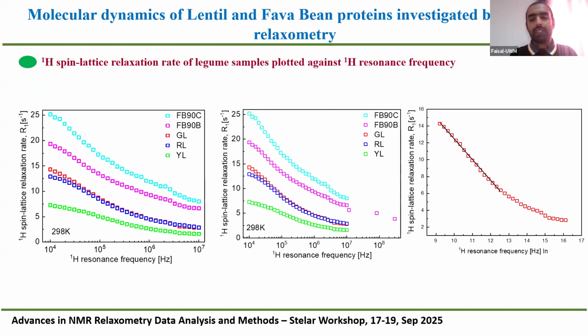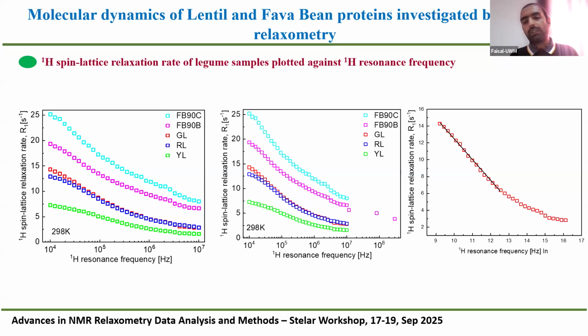So coming towards the data analysis and the data we produced here. We made these legume measurements from 10 kilohertz to 10 megahertz, but then we had an opportunity to perform this experiment in Professor Pedro's lab. Professor Pedro also made the samples. We are in the process of measuring the samples, but we just managed to measure one sample at a higher magnetic field, up to 300 megahertz. We also made this fava 90B protein. So we have different kinds of lentils and the fava bean proteins, and we measured the relaxation properties of all of the samples at room temperature, to see the molecular mobility and the water diffusion properties.